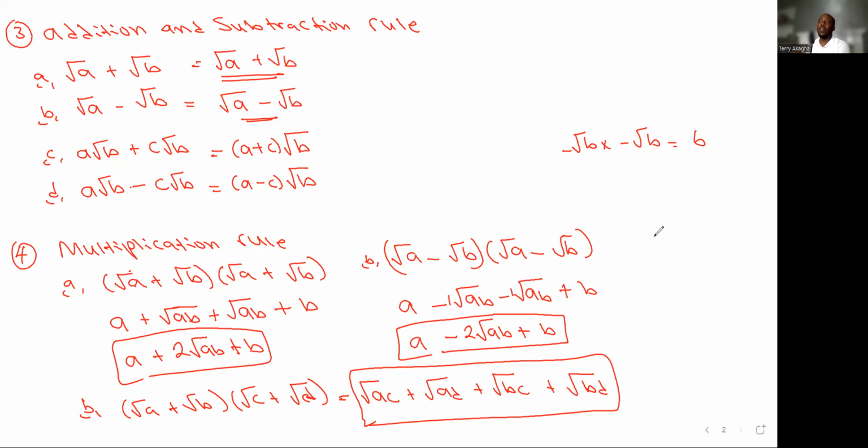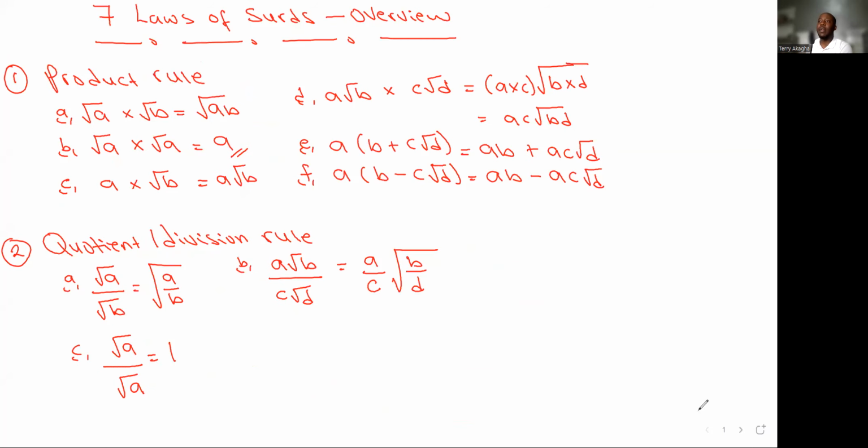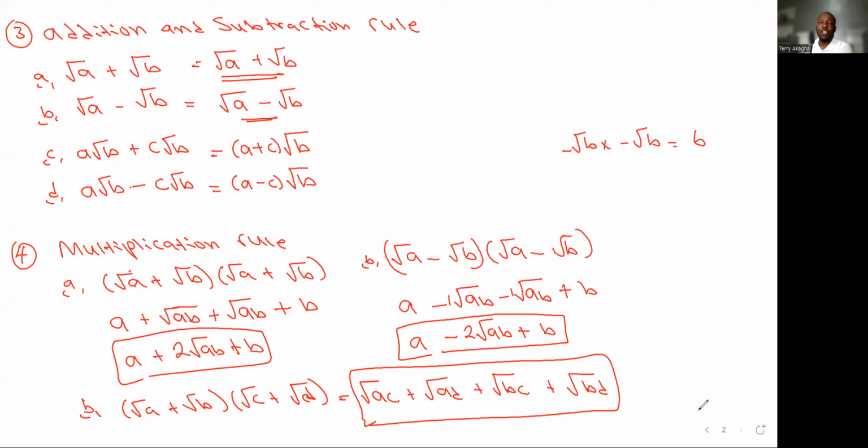So we've talked about 4 rules now already. We've talked about the product, the quotient, addition and subtraction, and multiplication. The next one I'm going to talk about is the conjugate rule, or the conjugate law. So the next one is the conjugate rule. I'm going to explain when I get to the video on conjugate.